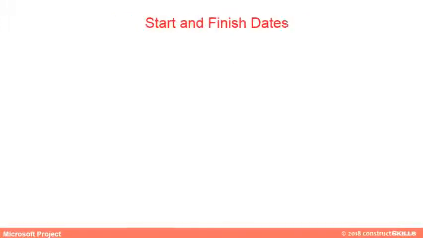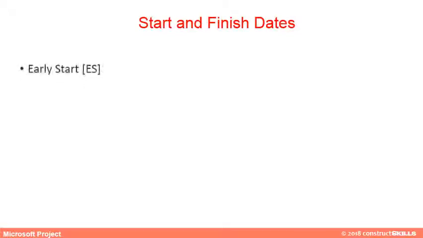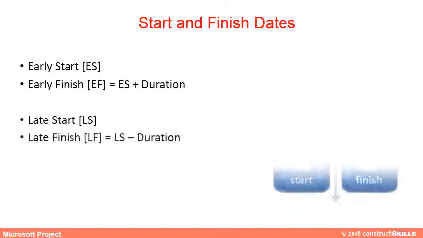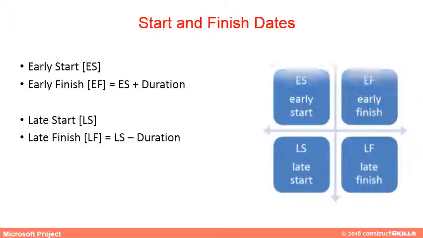Start and finish dates. Early start is also termed ES. Early finish, EF, will be ES plus duration. Late start is called LS. Late finish, LF, is equal to LS plus duration.